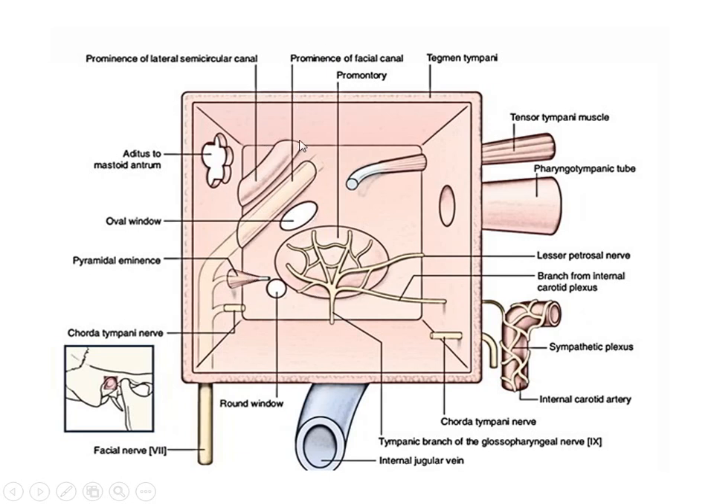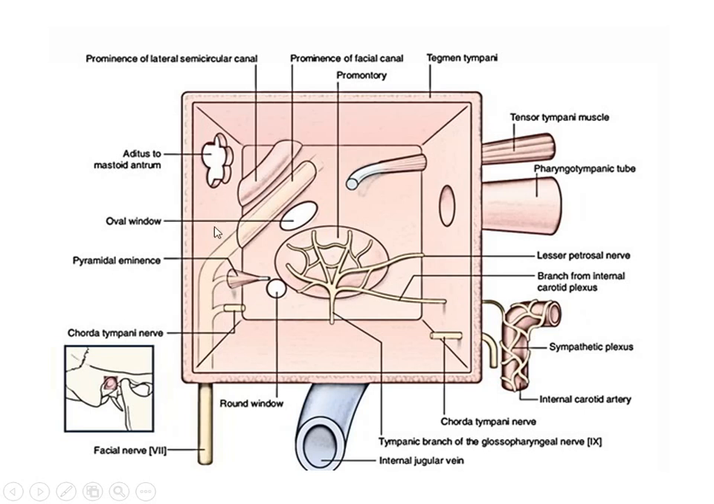The roof is called the tegmen tympani. The floor is related to the internal carotid artery and the internal jugular vein. The posterior wall is connected with the mastoid air cells by the aditus, which leads to the mastoid antrum.